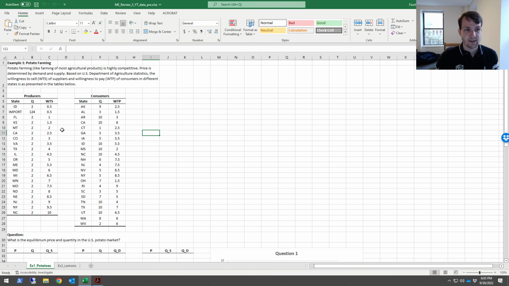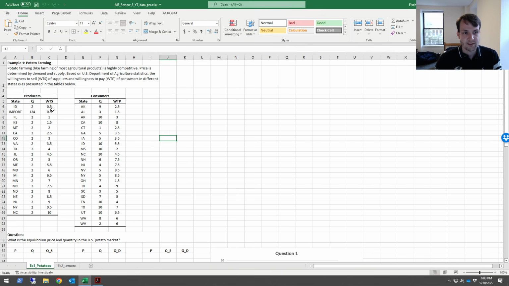All right, this is the data we're going to work with. So here you have the first table with the producers, second table with the consumers. You can see already that several willingness to pay and willingness to sell values appear repeatedly. So there is some aggregation that we need to do.